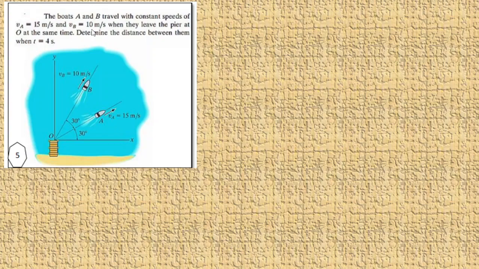Both A and B travel at constant speed: boat A at 50 meters per second and boat B at 10 meters per second. When they leave the pier at the same time, determine the distance between the two boats, which means boat A and boat B, at time t equals 5 seconds.